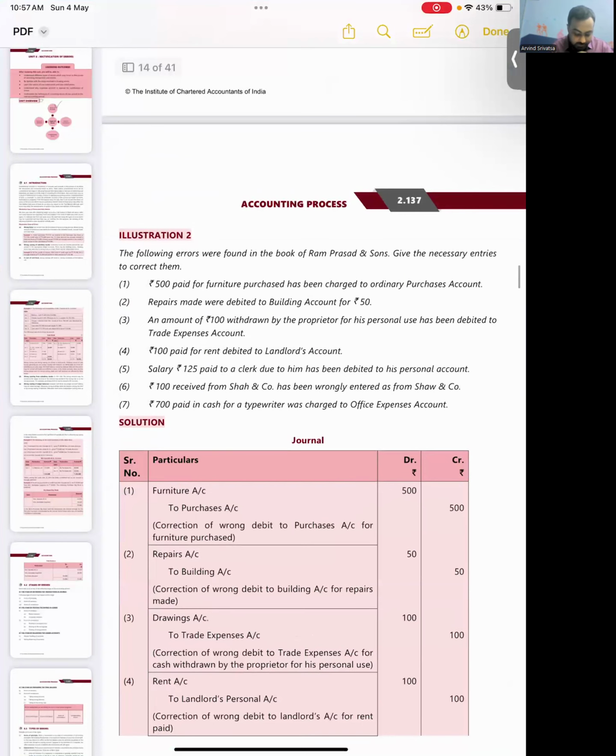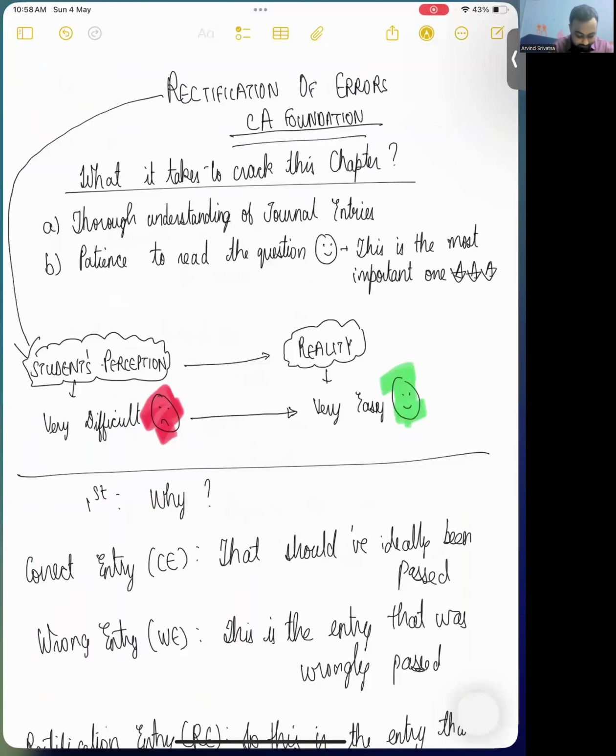Yes. So what have they got? Bingo. Perfect. Yes. So next one, an amount of 100 withdrawn by the proprietor for his personal use has been debited to trade expense account. So pretty much simple. Anyways, we'll just crack this.